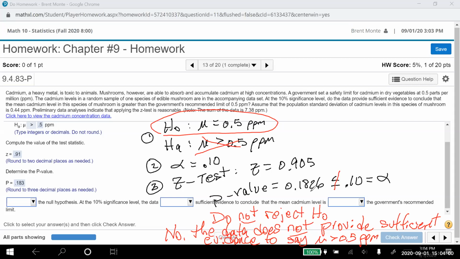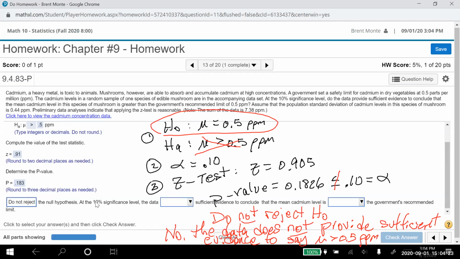But there's an 18.26% chance that I would get these sample values if the null hypothesis is true. And that's not so unlikely that I don't think the null hypothesis could be true. I say, you know what? Null hypothesis might be true. So in this case, when I answer it, I say, do not reject the null hypothesis.